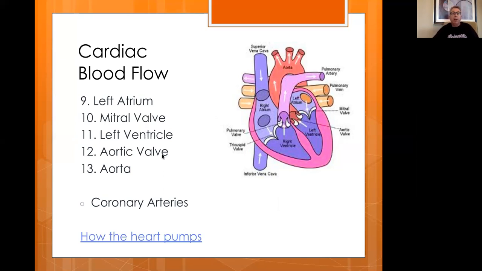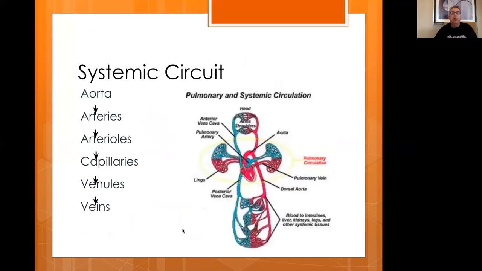and then out through the aortic valve to the aorta, and then it will go out to the coronary arteries as well, because it needs to still provide oxygen for the heart muscle itself, and that's what the coronary arteries are. And then here we have how the heart pumps, another video to watch.